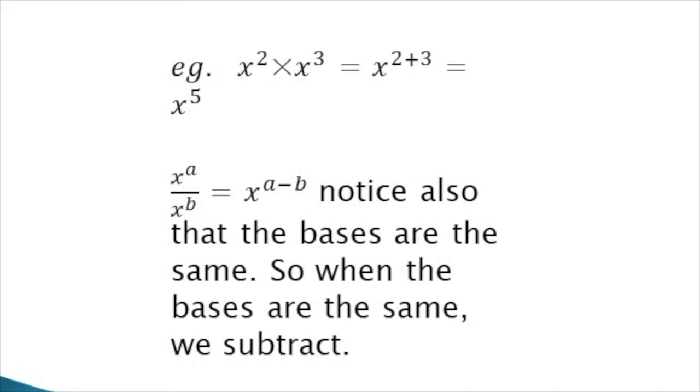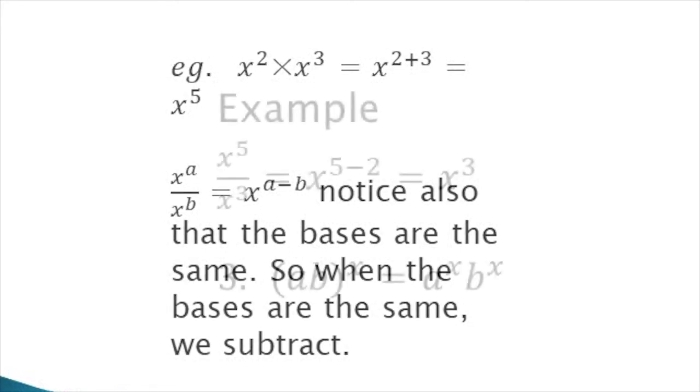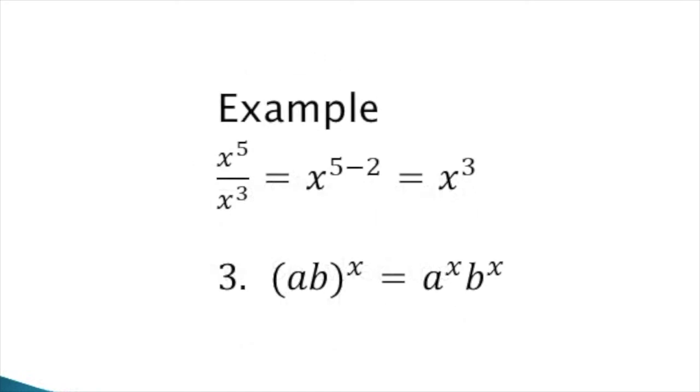Another law. Division. x to the power a divided by x to the power b is equal to x to the power a minus b. Notice also that the bases are the same. So when the bases are the same, we subtract. Example, if we have x to the power 5 divided by x to the power 3, which equals x to the power 5 minus 3, which equals x to the power 2.